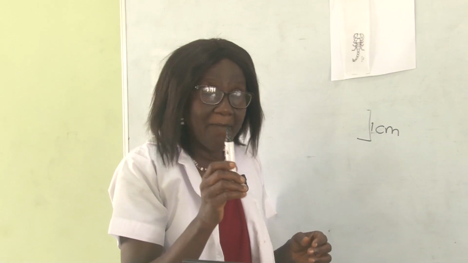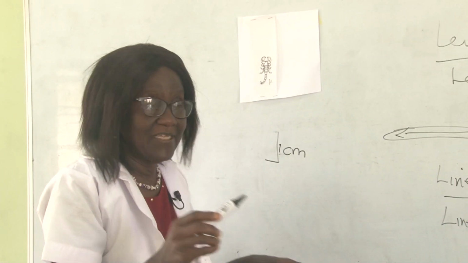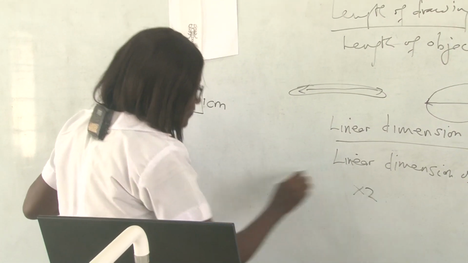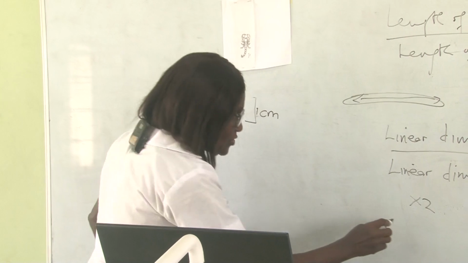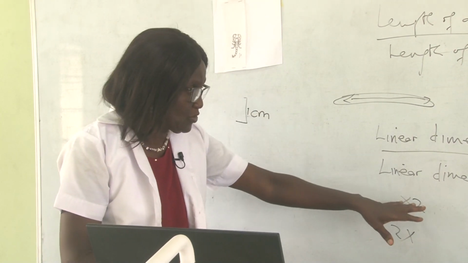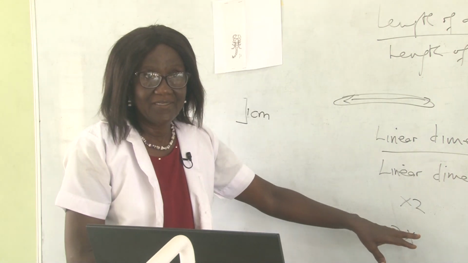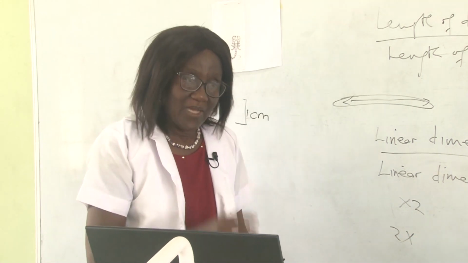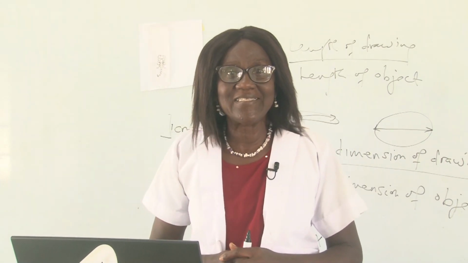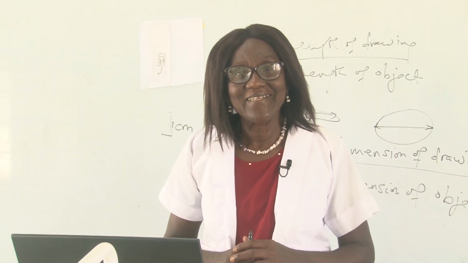And remember, magnification is also always written as times something, times 2, not 2 times. Magnification of your drawing is times 2, not 2 times. All right? Because we are going to look at something else today. We want to look at today's lesson.